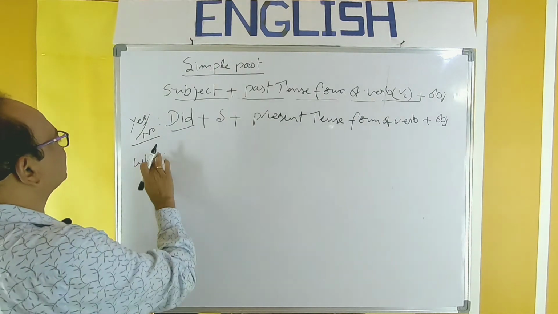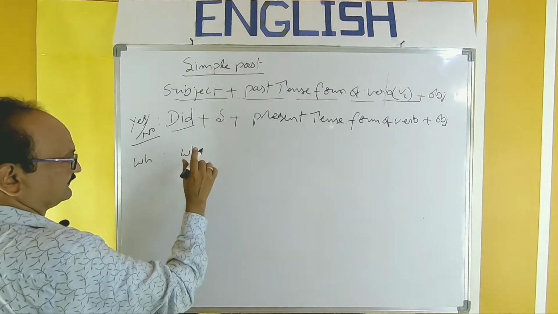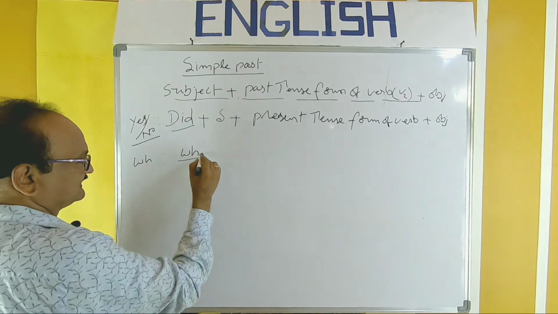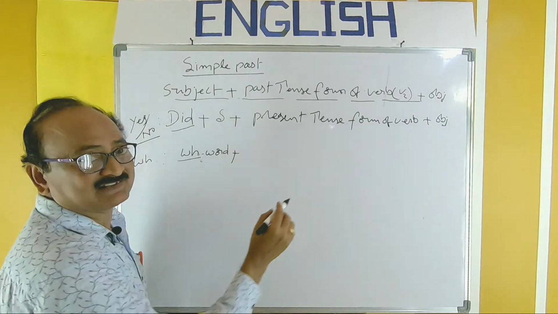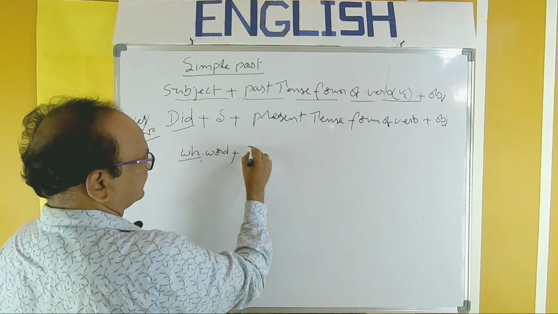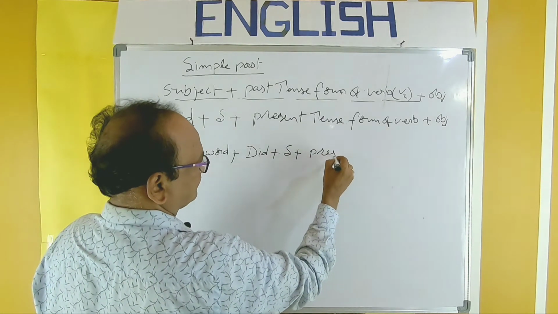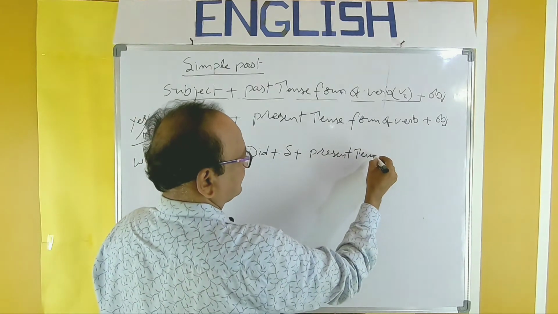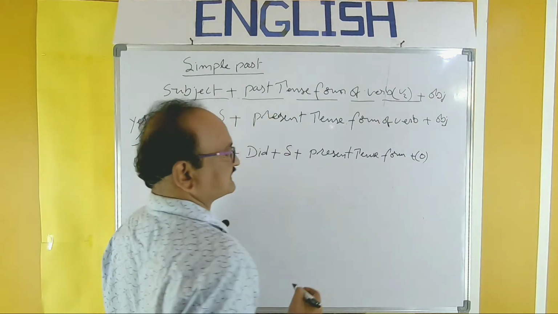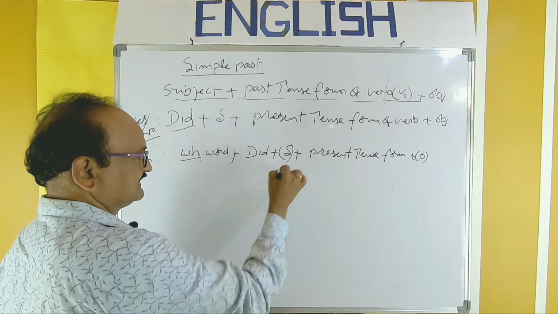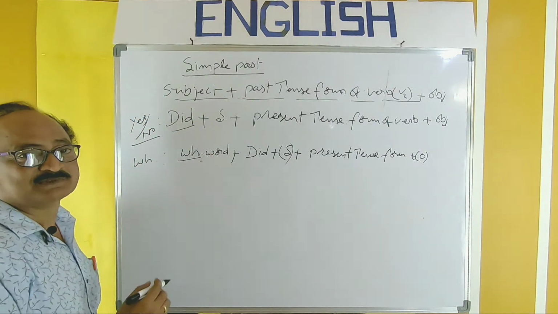Next, the WH question. A WH question always begins with a WH word: who, which, where, when, what, something like that. WH word plus, again, the same pattern continues: did plus subject plus present tense form, and of course object if necessary. Sometimes the subject may also not be required, as per the question. So you have to take examples for clarification.